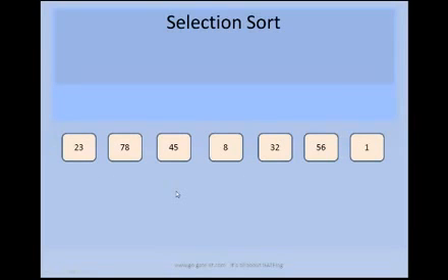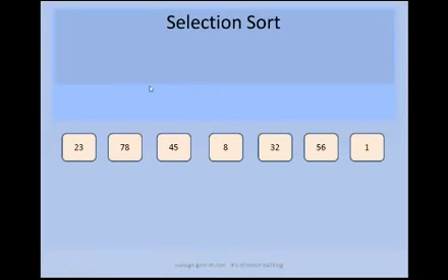In selection sort, the basic algorithm is that in every iteration, it will place the smallest element of the sequence at its best possible position. For example, if we consider 1 the smallest element of this sequence, it will place 1 at the first position, because 1 is the smallest element of the sequence. So let's see how the selection sort algorithm works.